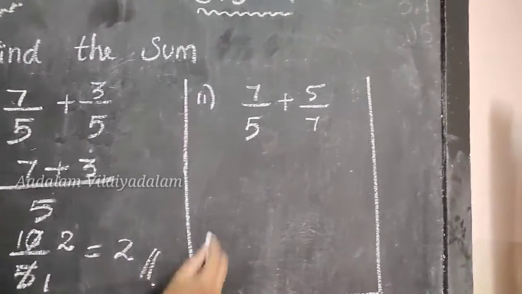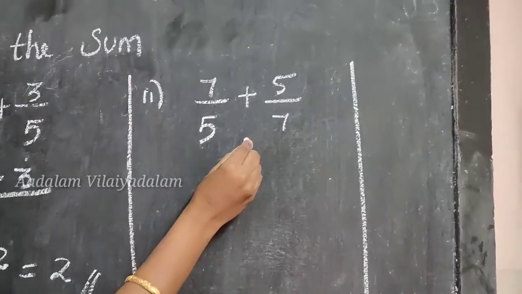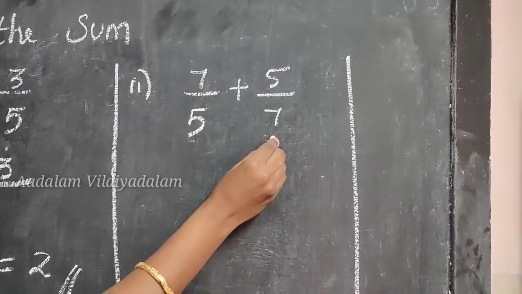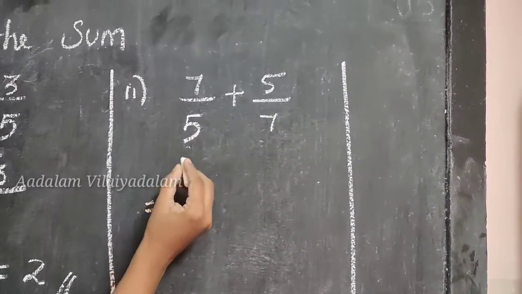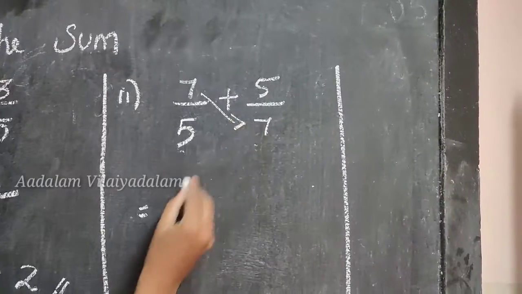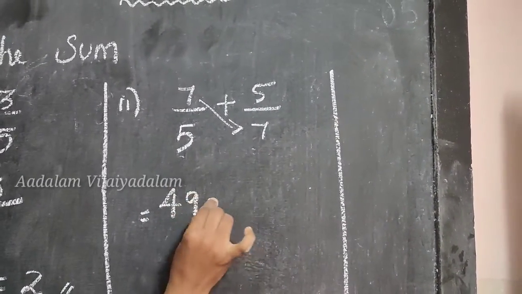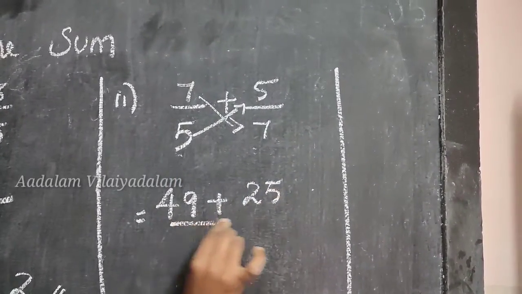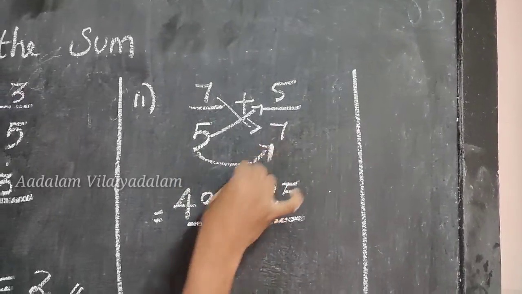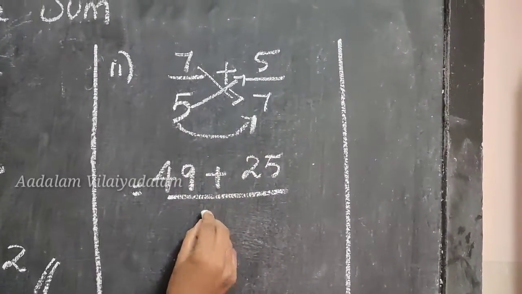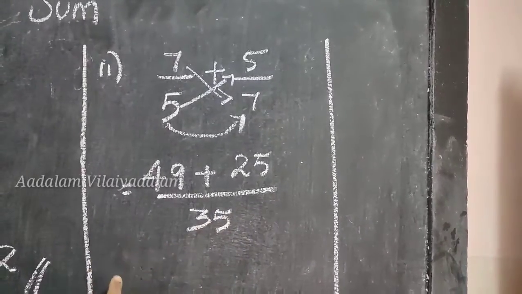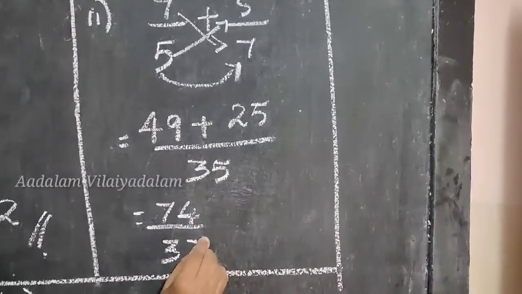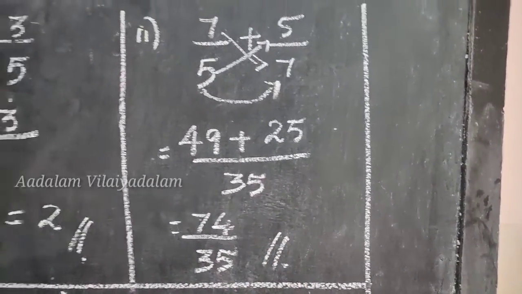The second question, 7 by 5 plus 5 by 7. Here the denominator is different only, so we have to make the denominators the same. So do the cross multiplication method. 7 sevens are 49, plus 5 fives are 25, divided by 5 sevens, which is the denominator, 35. So now what is the answer? 49 plus 25 is 74 divided by 35. So this is the second answer.